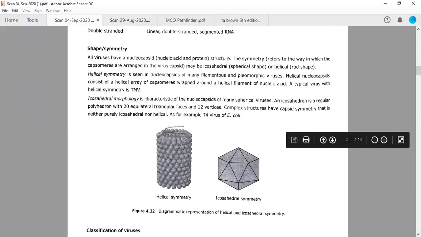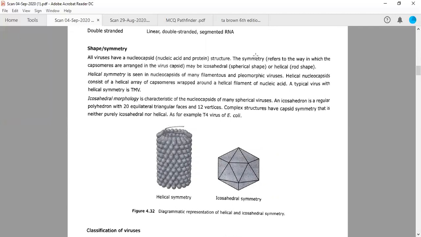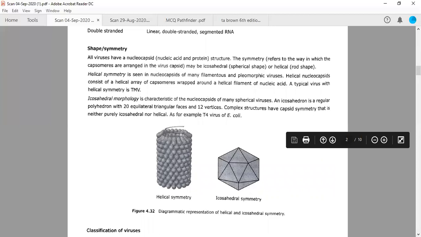All viruses have a nucleocapsid that is made up of nucleic acid packaged inside a protein coat. The symmetry refers to the way in which the capsomeres are arranged in the virus capsid, maybe icosahedral, that is having a spherical shape, or the rod shape, that is helical. So mostly there are two types of symmetry: the helical or rod shape, and the spherical, also called icosahedral.